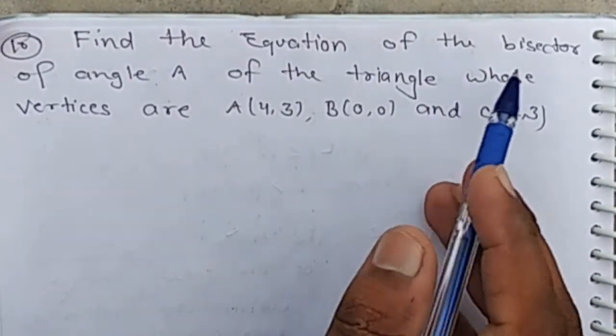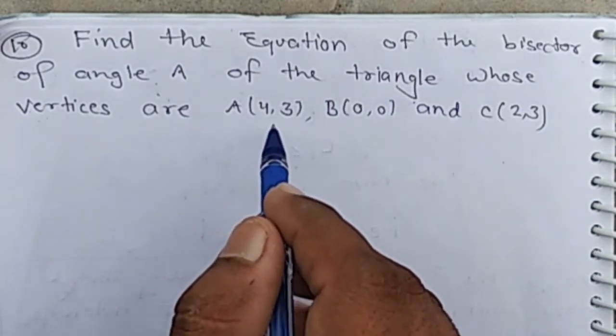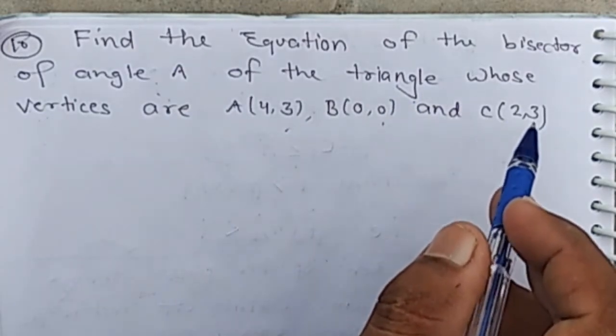Question number 10. Find the equation of the bisector of angle A of the triangle whose vertices are A (4,3), B (0,0), C (2,3).